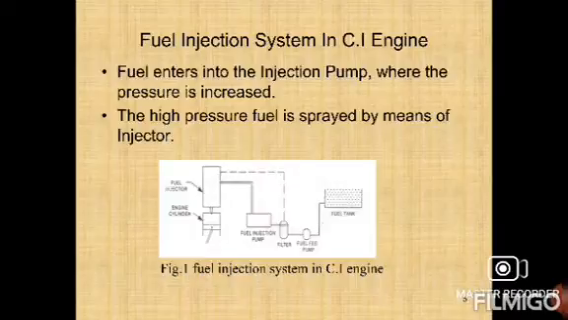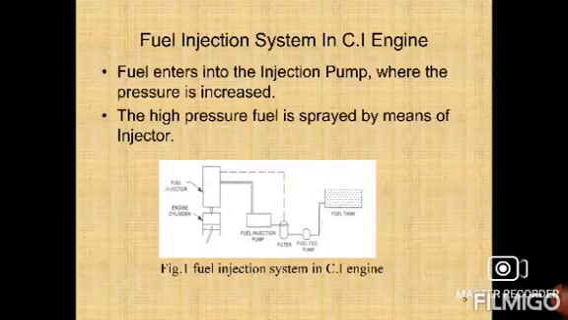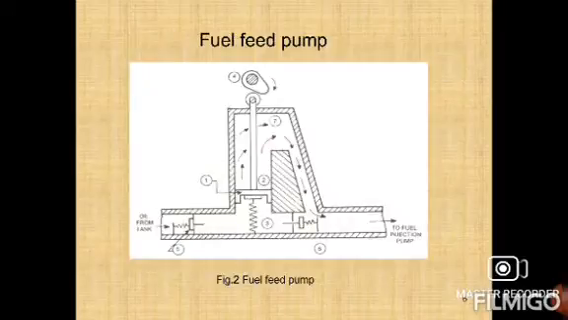Fuel is drawn into the filter where all the dust particles are removed. That is the main thing. Next, fuel enters the fuel pump where the pressure is raised. The high-pressure fuel is sprayed by means of the injector only. With the help of the injector, we spray the required amount of fuel into the diesel engine cylinder. Right, this is the figure.